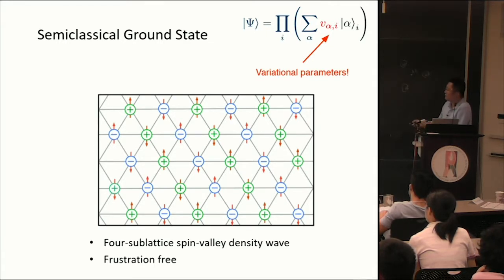Before I explain this pattern, I want to make this point clear. If you take, for example, a spin-1/2 Heisenberg model on the square lattice, the semi-classical ground state is an antiferromagnetic state: spin up on the A sublattice, spin down on the B sublattice. In this ground state, the energy is minimized for every bond within this classical approach. But if you take a triangular lattice with spin-1/2 electrons, the semi-classical ground state is this 120-degree state where electrons form this pattern.